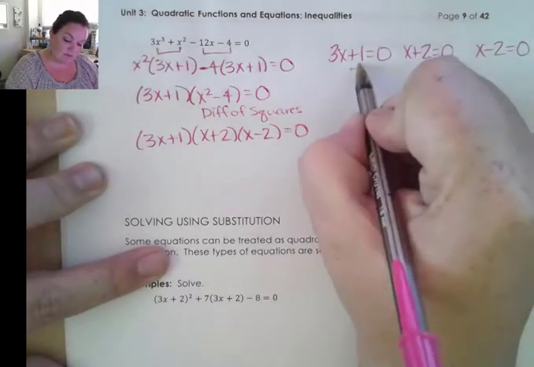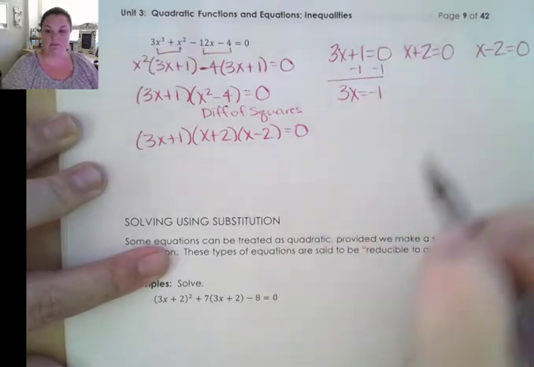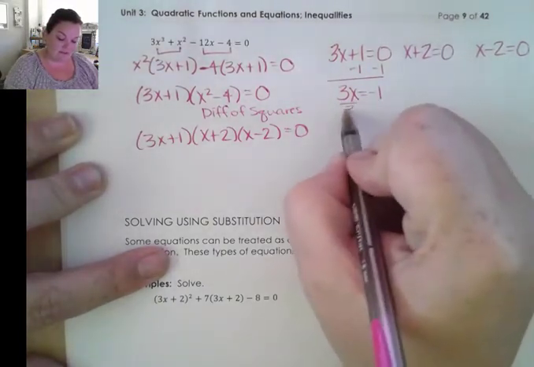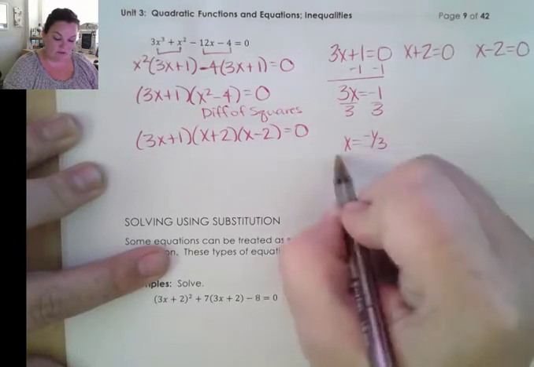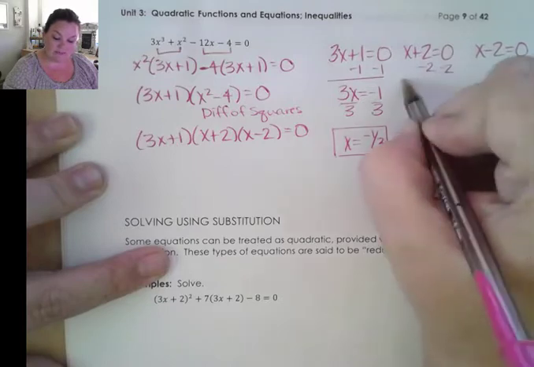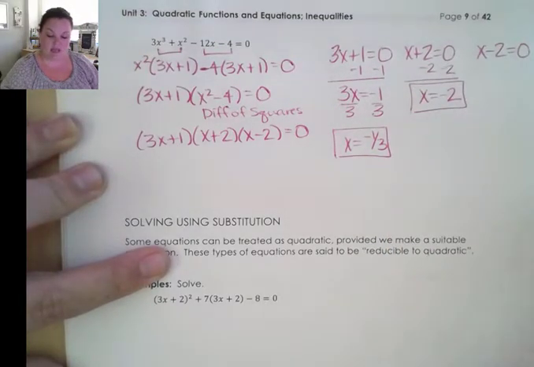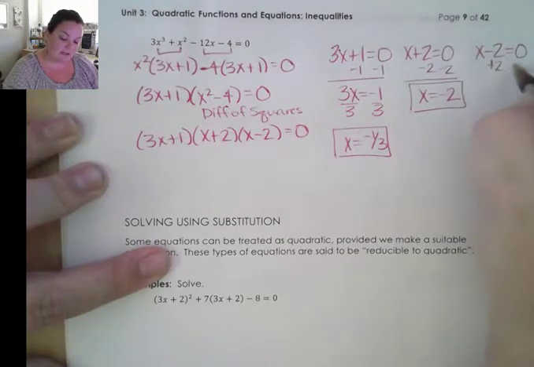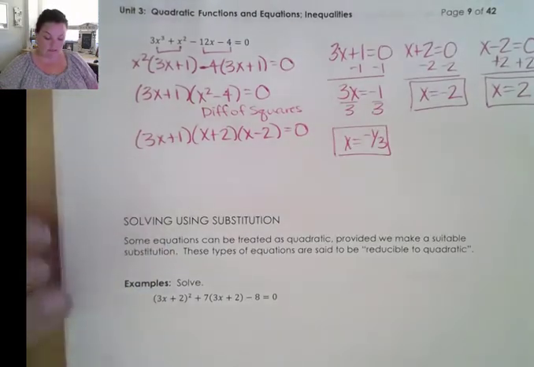So on this one, I'm going to move my 1 over by subtracting, so I get 3x equals negative 1, and then I divide my 3 off, so I get x equals negative 1/3. On the next one, all I have to do is subtract my 2, so I get x equals negative 2, and on the last one, I just have to move my 2 by adding, so I end up with x equals 2. Okay? All right.